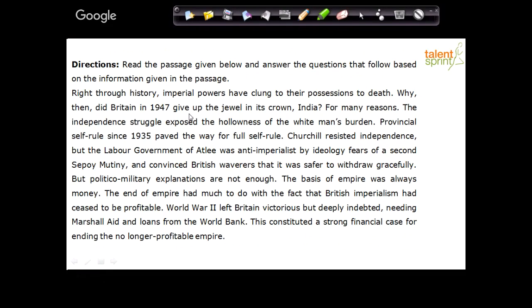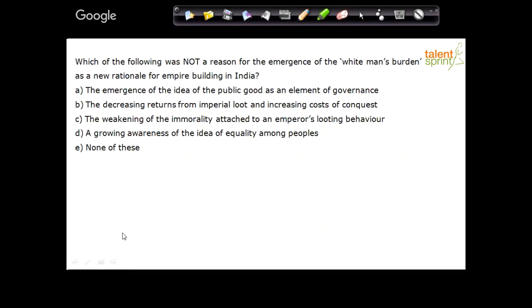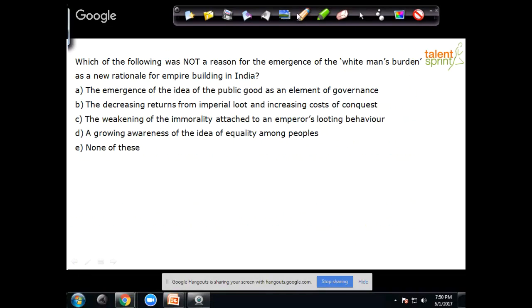Why then did Britain give up the jewel in its crown? Okay. So if you look at the surrounding context, maybe later when you have the time, go through the surrounding context. The emergence of the idea of the public good as an element of governance was the reason. Okay. So we are talking about what was not the reason for why this emerged.